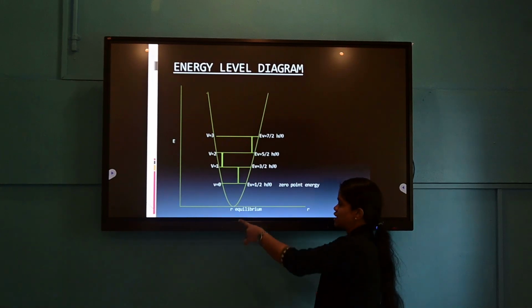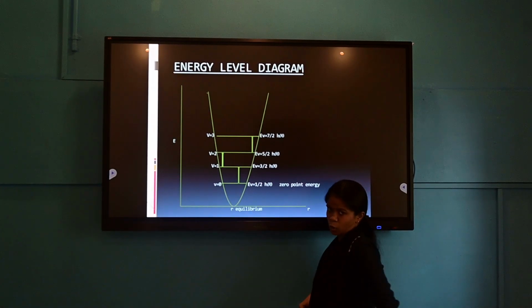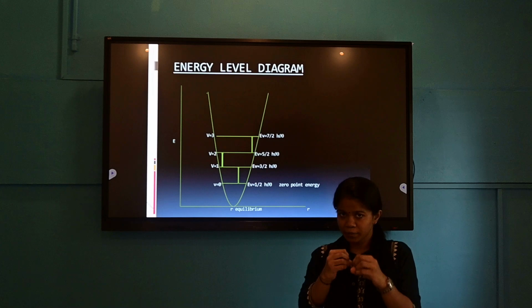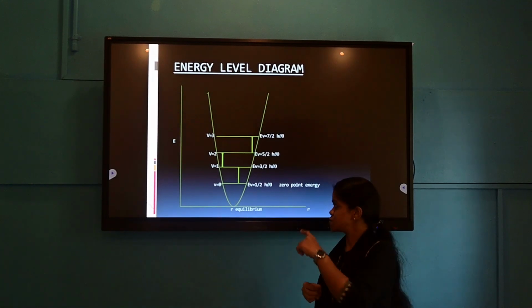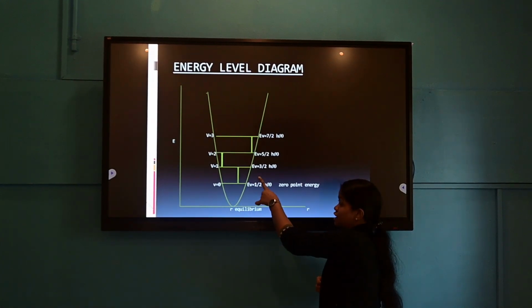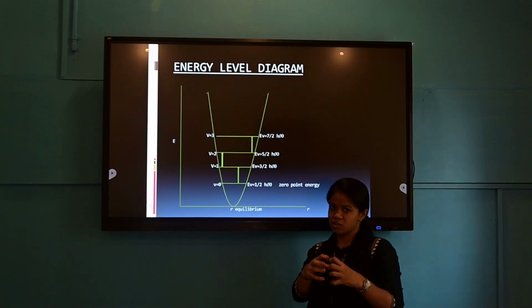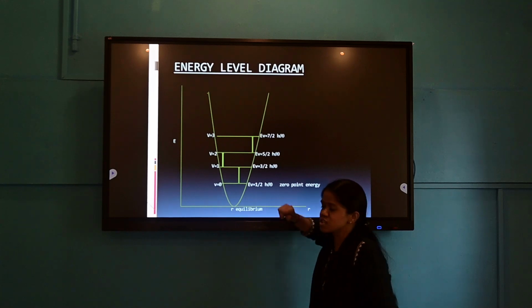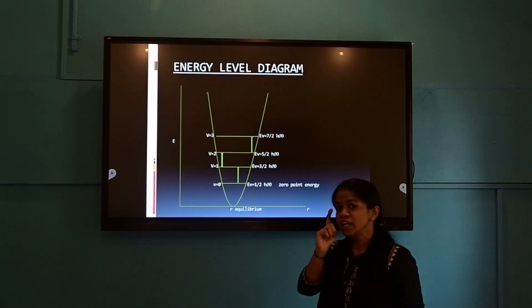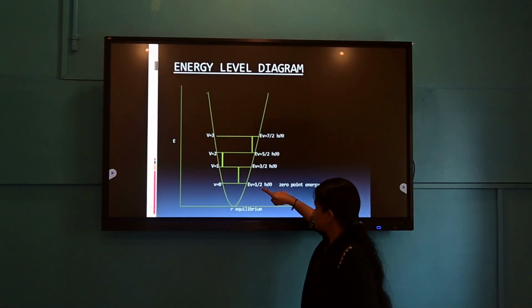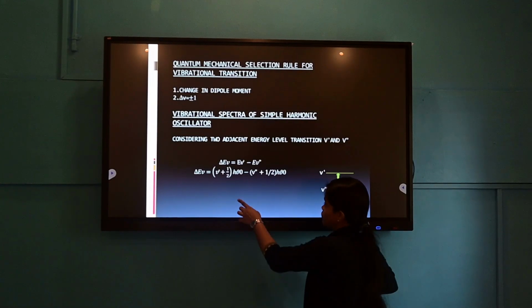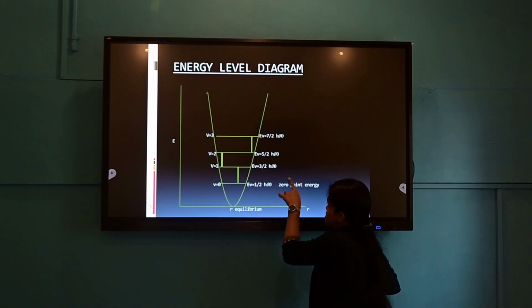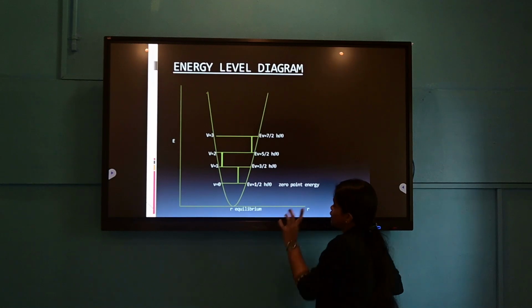And we can also see another thing: where V is equal to 0, the vibrational quantum number V becomes 0 at 0 Kelvin. The molecule itself still has an oscillation, because the energy of vibration does not become 0. It has a value at the 0th level. So it is 1 by 2 h nu 0. This energy is known as zero point energy.